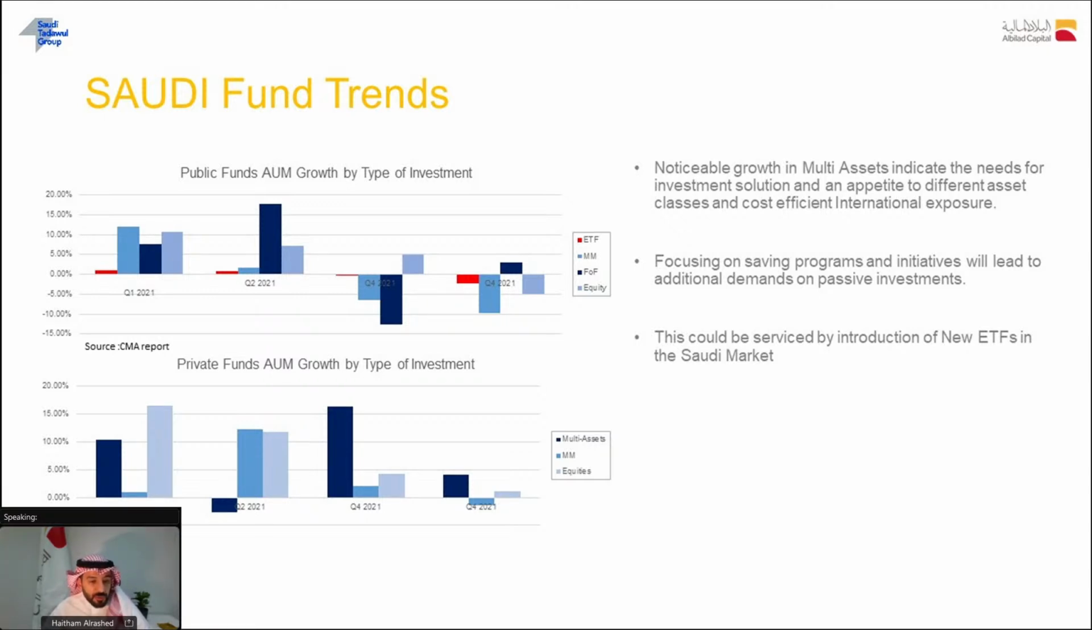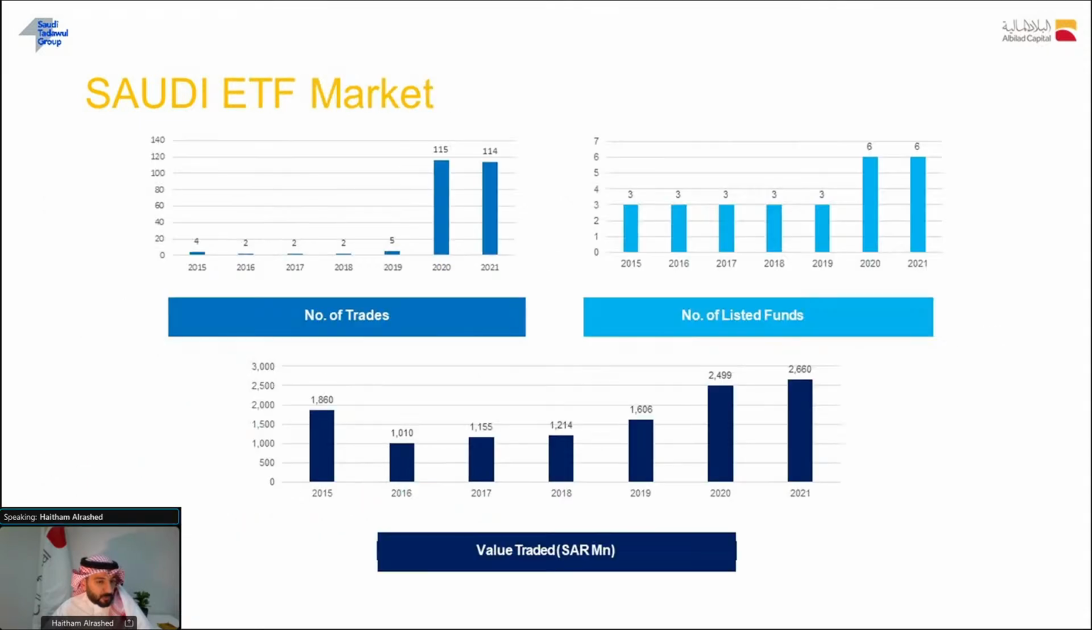On the second table, we've seen as well a snapshot of the growth for private funds in the Saudi market for multi-assets compared to other asset classes. For the Saudi ETF market, I'll leave the floor to my colleague Hamid to speak about this slide.